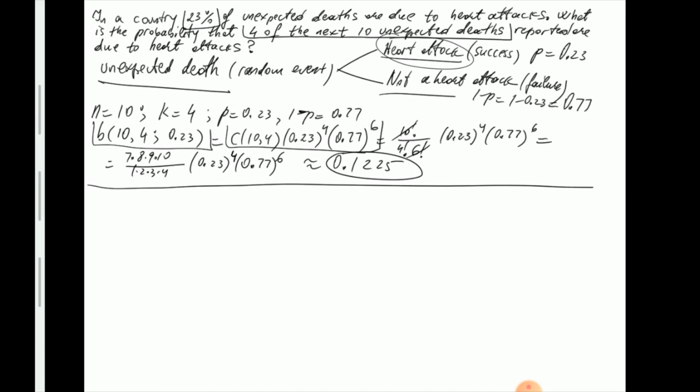By the way, in some applications, in some exam problems, I may only ask you to set up the binomial, the Bernoulli, that's also called the binomial probability. So to set up this formula like that and not compute the final answer. So if I say just set up the formula for the Bernoulli trial probability and that's it, then you don't have to finish it up. But anyway, using the calculator, this should be approximately equal to 0.1225. Right, so that's the probability of 4 heart attacks out of 10 unexpected deaths.